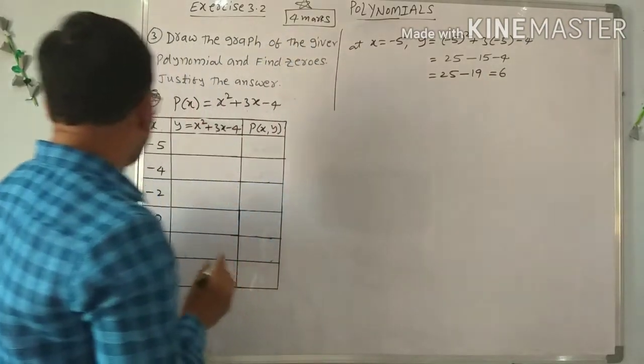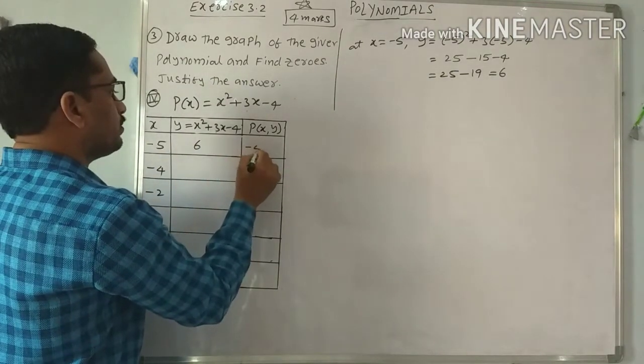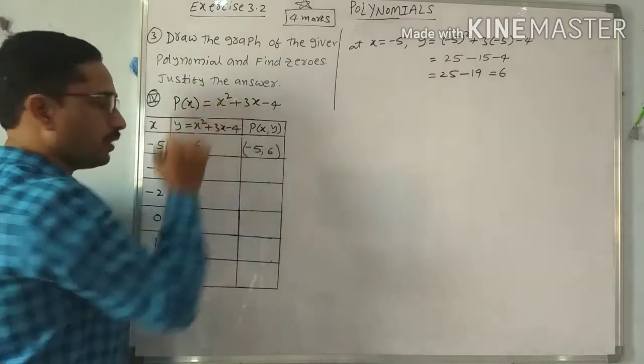So at x equal to -5, y value is 6. So our coordinate is (-5, 6), the first coordinate.